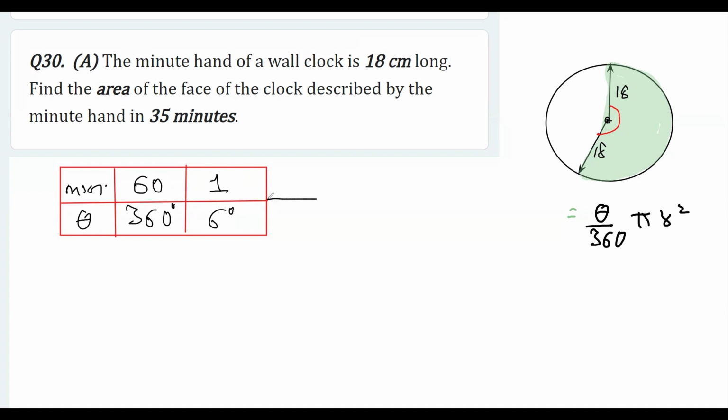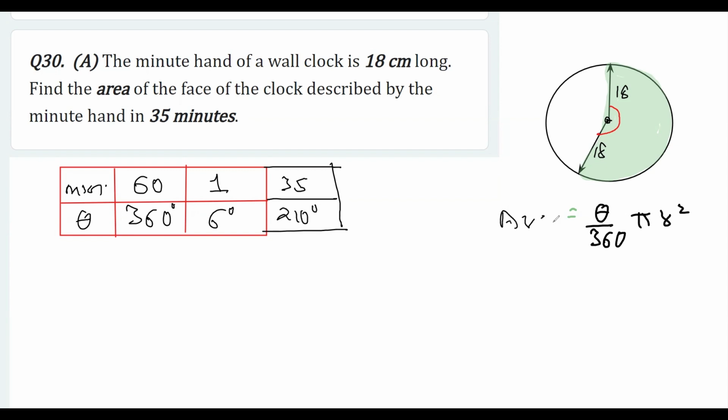And we have to get it for how many minutes? We have to get it for 35 minutes. So it should be 35 into 6. Am I right? Yeah, it should be 35 into 6 only. That is 210 degrees.